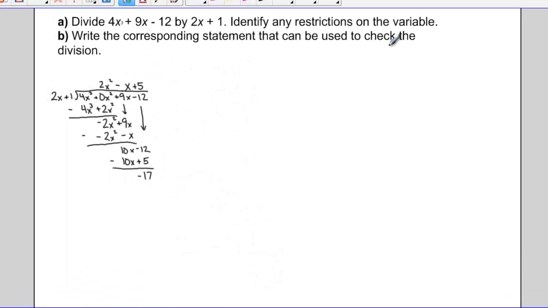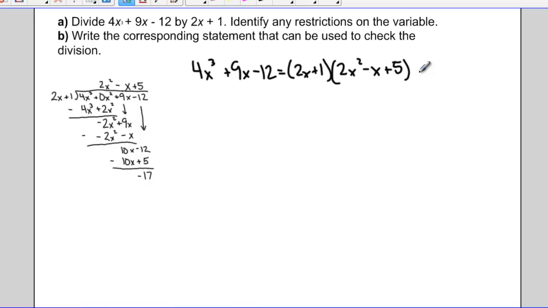So if I'm going to write the corresponding statement that can be used to check the division, I would say that 4x cubed plus 9x minus 12 is equal to 2x plus 1 times 2x squared minus x plus 5 minus my remainder of 17. So I could, if I wanted to, distribute this and simplify, and I should end up with my original polynomial.